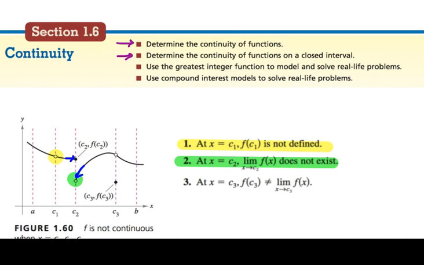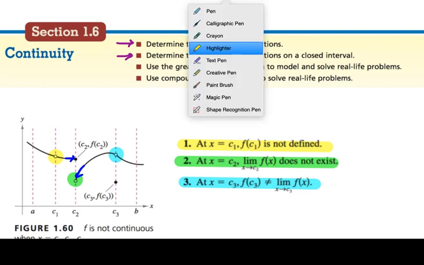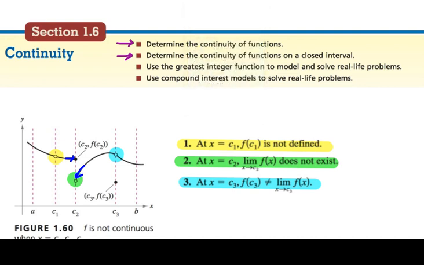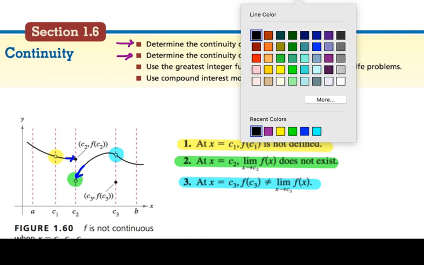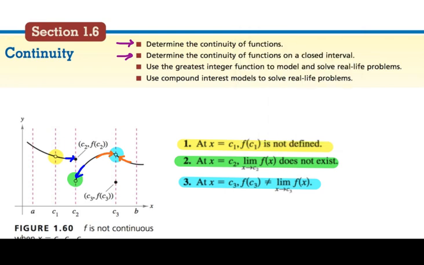And then 3, so let me show you on this picture what's happening here. 3, at x equals c3, I'd like to pick some pretty colors here, orange. The limit from the left equals the limit from the right. However, the limit does not equal the function value. So that's what this one is saying. The limit does not equal the function value.